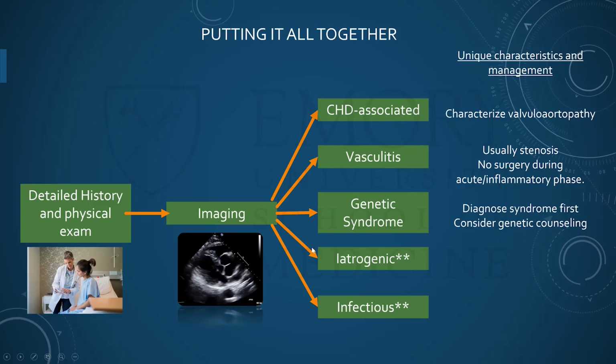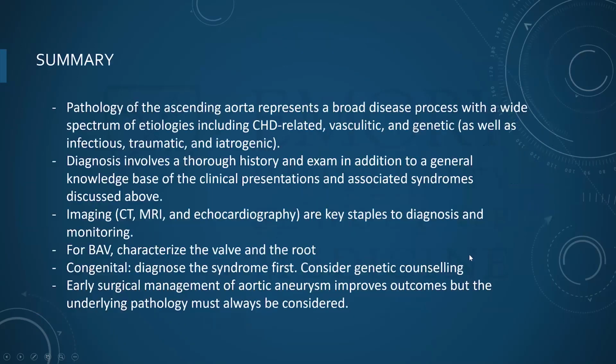Iatrogenic, we did not discuss, but that's generally looking at, again, surgical complications and complications from the cath lab. And infectious, you always want to think about as well. So syphilis and infection of the aortic root with an aortic root abscess. That's one thing we also want to consider.